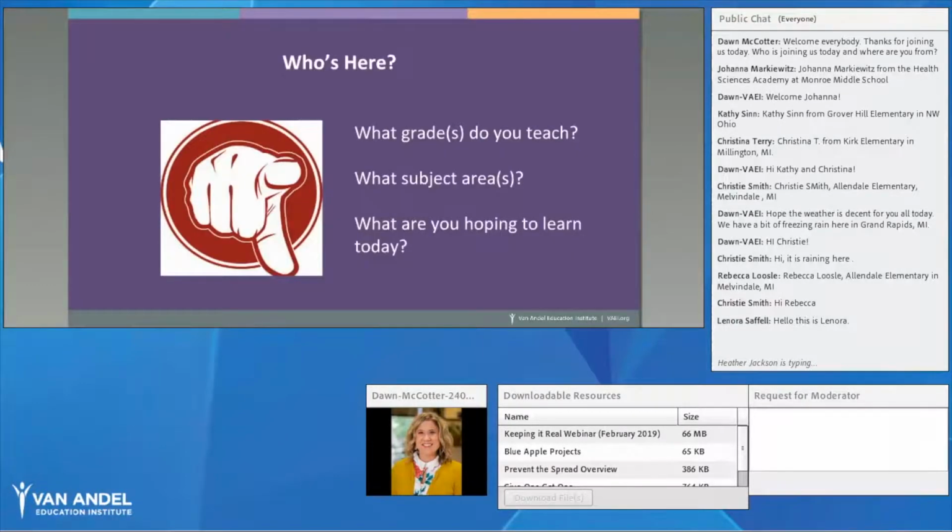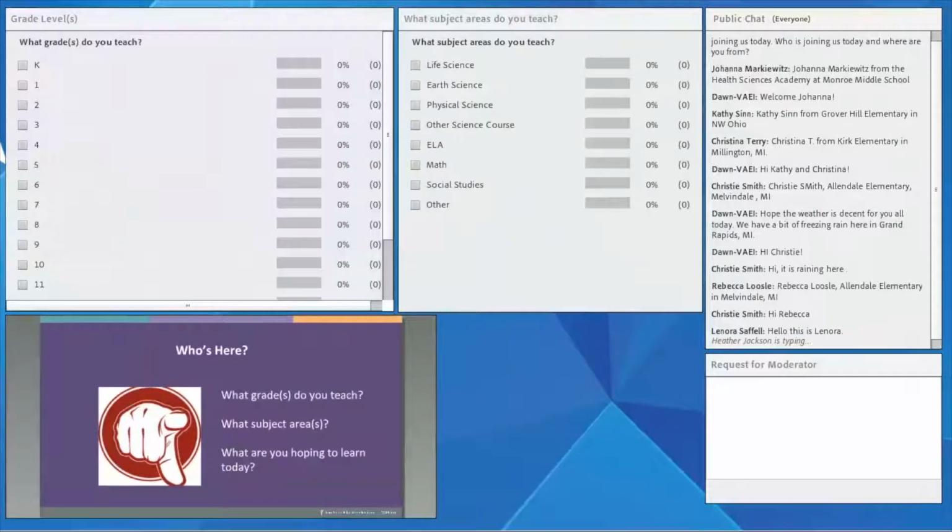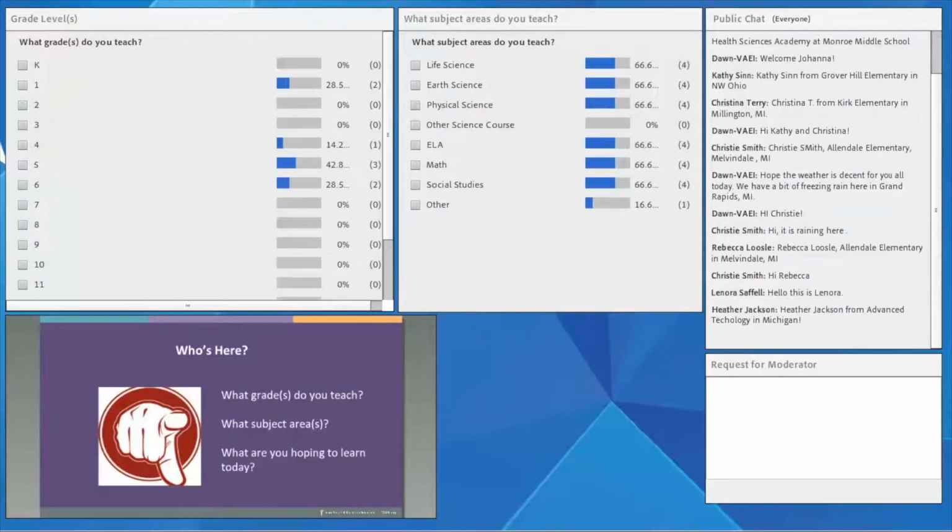But before we dive in, we can get a sense of who's on the line, what grades you teach, what subject areas, and maybe what are you hoping to learn today? So you see a poll there, and you can go ahead and type in the chat box, and that'll give us an idea of who all is out there today. So thank you very much. Give you a minute to do that. Excellent. Thank you so much. Looks like we have quite a few elementary, some middle school as well, and all different subject areas.